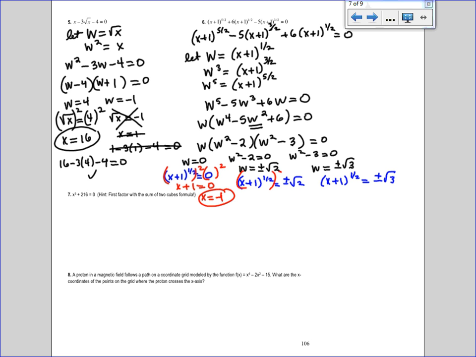Square both sides. I left it as plus or minus because I knew I was going to square both sides. So positive squared is positive, negative squared is also positive. Square root of 2 squared is 2. I get x plus 1 equals 2, so x equals 1. Check the last one, so square both sides. So I get x plus 1 equals square root of 3 squared, which is 3, so x equals 2.